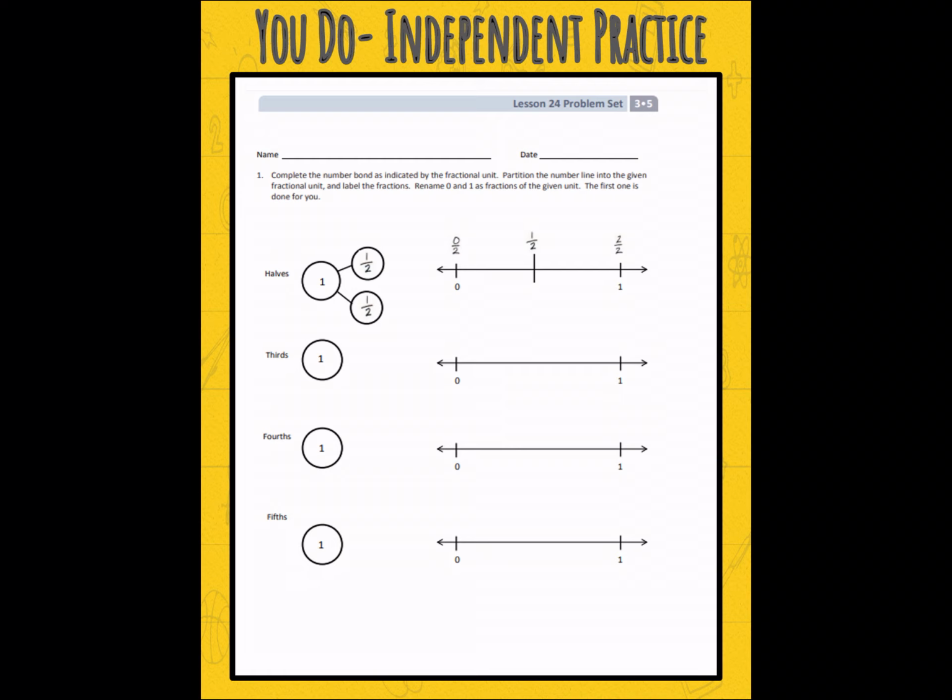Complete the number bond as indicated by the fractional unit. Partition the number line into the given fractional unit and label the fractions. Rename 0 and 1 as fractions of the given unit. The first one is done for you. So all we're doing here is creating a number bond and labeling our number line to match the fractional unit. As you can see, for this first one, we've got halves. They divided one whole into 2 halves, and then they labeled the number line as such. I want you to complete the rest of this page on your own. Press pause while you're working and press play again to check your answers with mine.